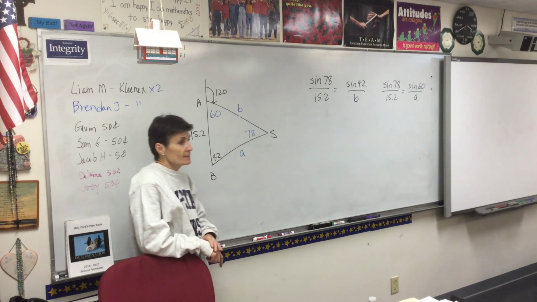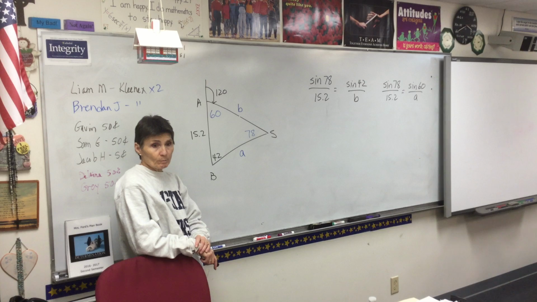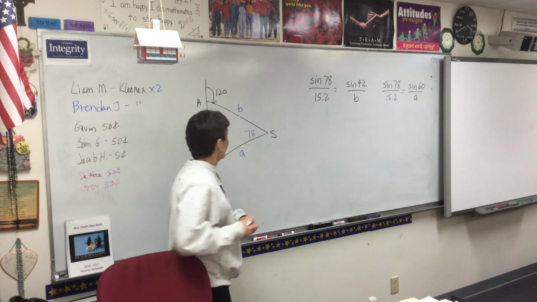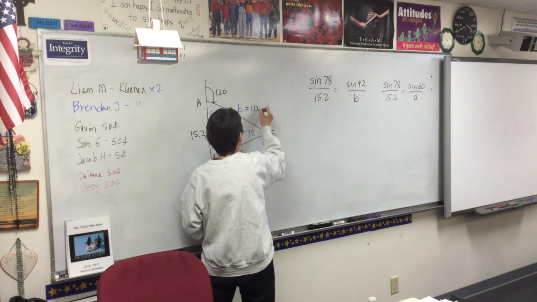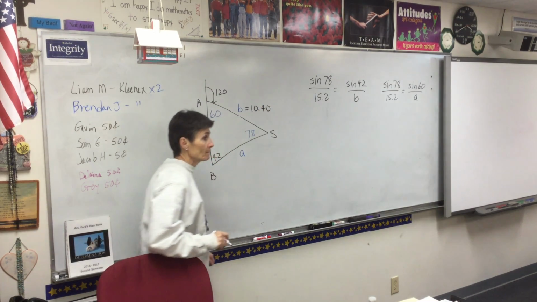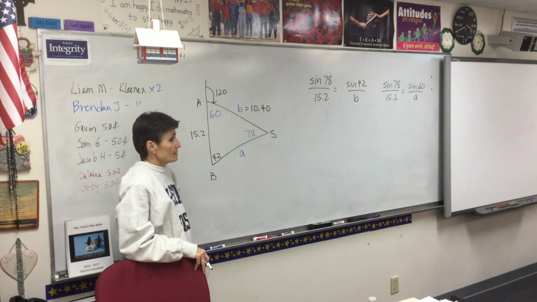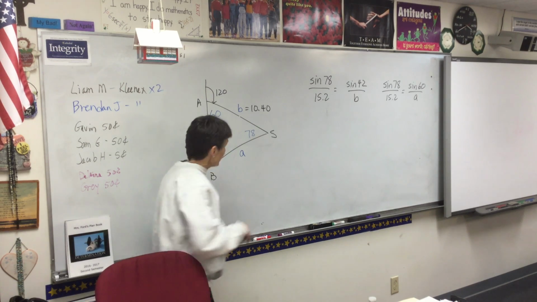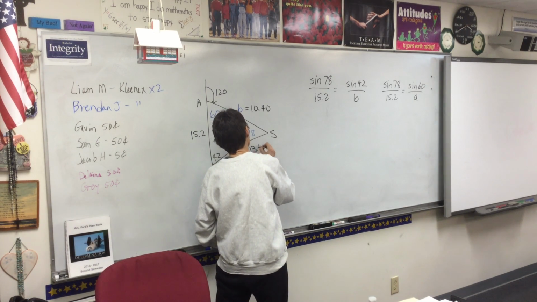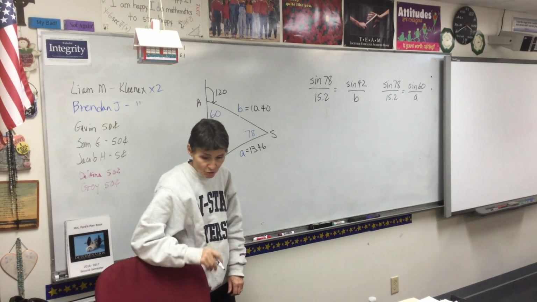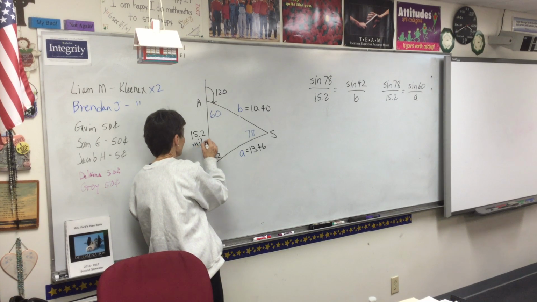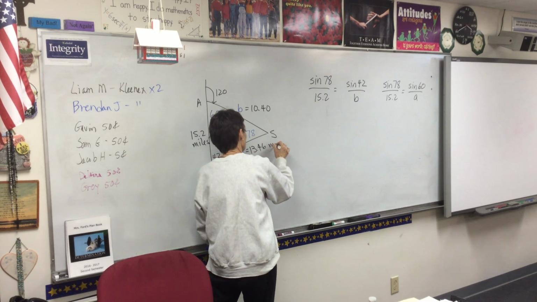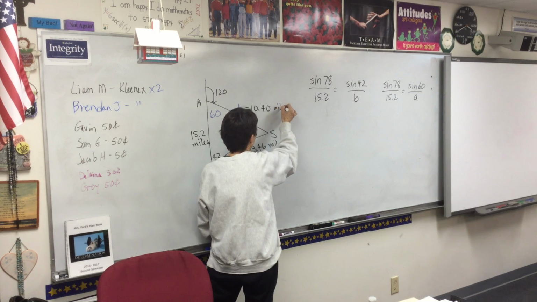If you're willing to volunteer, shout it out if you got one of them or both of them. What'd you get, Will? B, 10.4. Yep, that's what I got. Way to go, Will. And anybody get A yet? 13.46. Yep. Now, this is a word problem, so I want to make sure that I answer appropriately. Since the 15.2 was miles, this would be miles, and this would be miles.